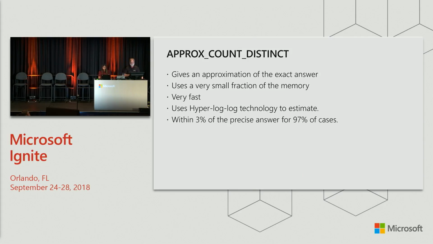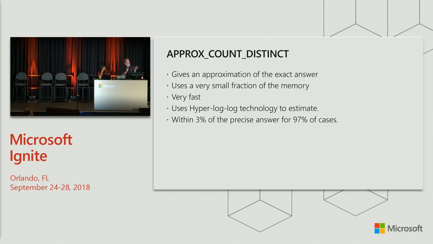So approx count distinct. I said a little bit about that at the outset. What this is doing is it gives an approximation of the exact answer. It uses a very small fraction of the memory. It's very fast. It uses a technology called HyperLogLog. It's a way of doing a sampled estimate of what the actual results should be. And the results are going to be within 3% of the precise answer for 97% of the cases.